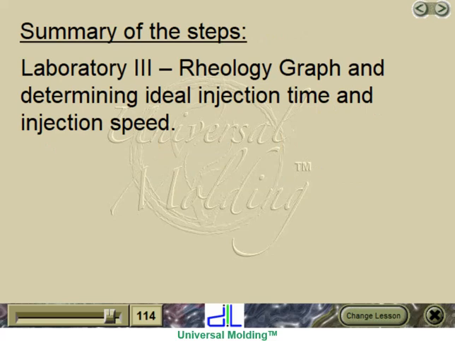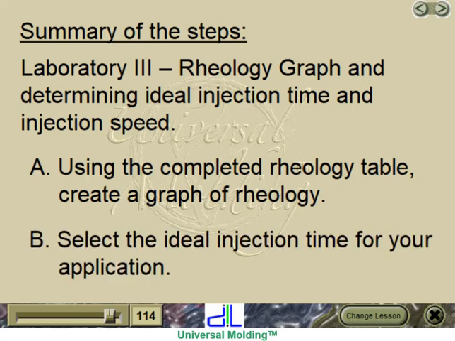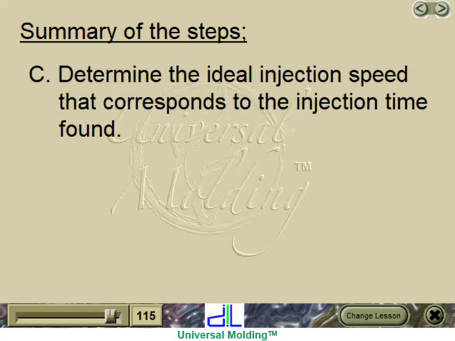Summary of the steps. Laboratory 3. Rheology graph and determining ideal injection time and injection speed. A. Using the completed rheology table, create a graph of rheology. B. Select the ideal injection time for your application. C. Determine the ideal injection speed that corresponds to the injection time found.